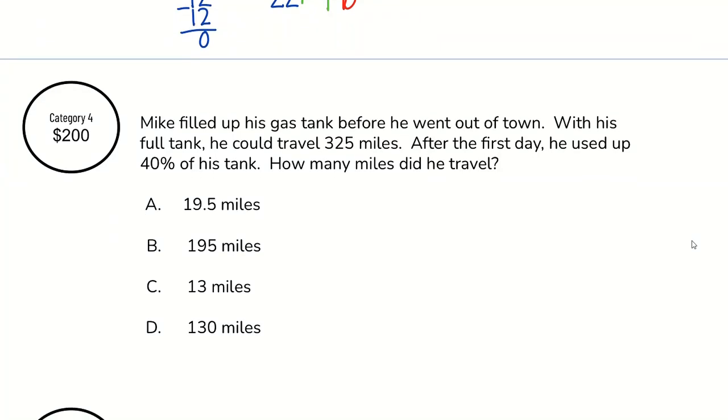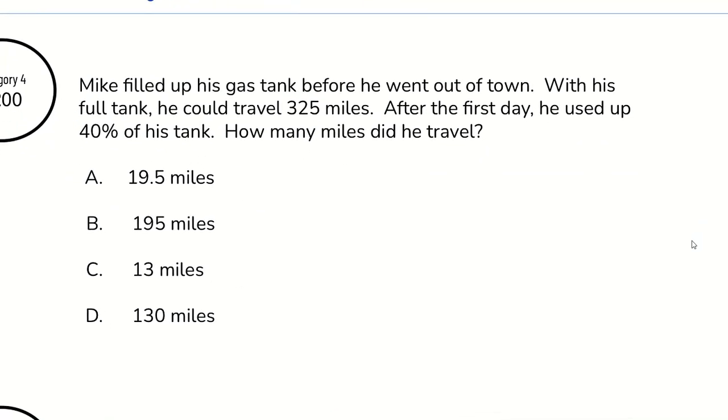Hey. Okay. Mike filled up his gas tank before he went out of town. With his full tank, he could travel 325 miles. After his first day, he used up 40% of his tank. How many miles did he travel? Oh, this is my favorite. Can I say it?